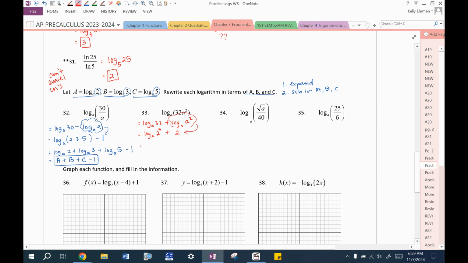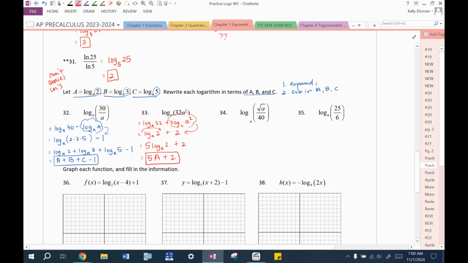And then here, what's the expansion rule? Pull the exponent out in front. 5 times log base A of 2 plus 2, which is 5 times, what is log base A of 2? That's A, plus 2. So you're not always going to have A, B, and C, all 3 letters in here. This is not the same as A to the 5th. It has to be 5 times the log.